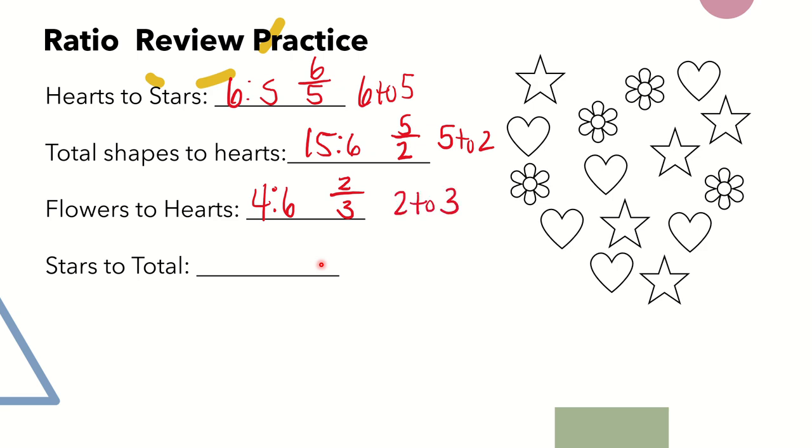And let's look at our last one as a quick review. Stars to total. We know that we had a total of 5 stars, and we know that my total is 15. Again, we can reduce this. What's the number that goes into both 5 and 15? 5. So 5 divided by 5 gives me 1. 15 divided by 5, I get 3. So again, 1 star for every 3 total shapes. Let's move on.